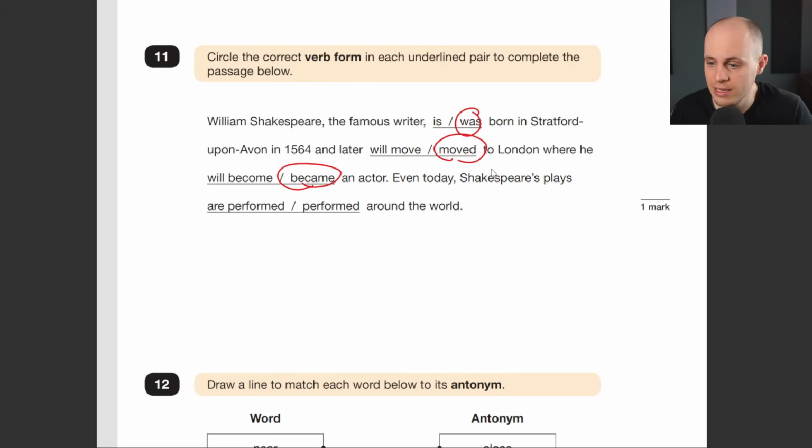Even today, Shakespeare's plays are performed around the world. Do you see how the tense switched? This was all about him in the past, and now it's saying even today, so the present tense now, Shakespeare's plays are performed, not just performed, because that's kind of simple past tense still, around the world.